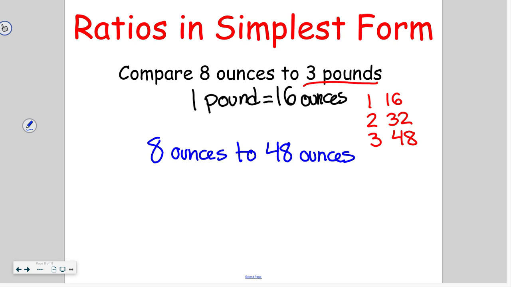So we're comparing two things with the same unit. Now I'm just going to go through and do my process of reducing. Both of those can be divided by 8. So I end up with 1 ounce to 6 ounces.